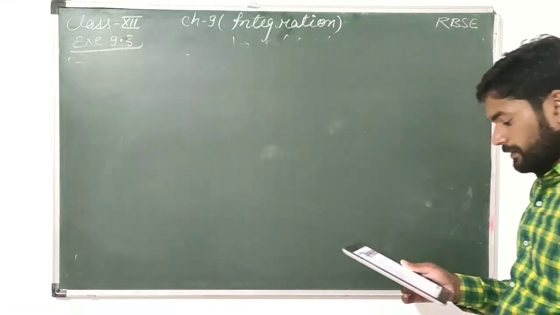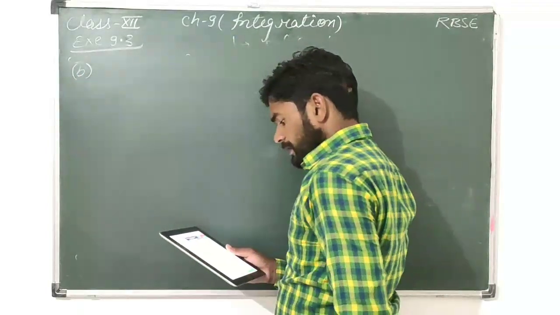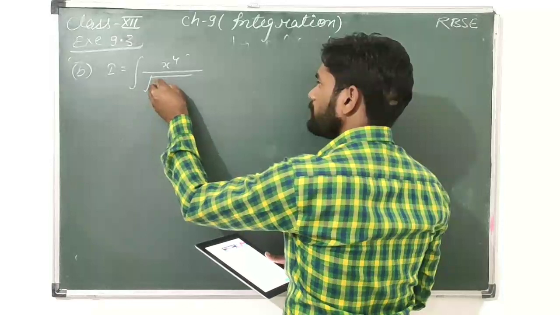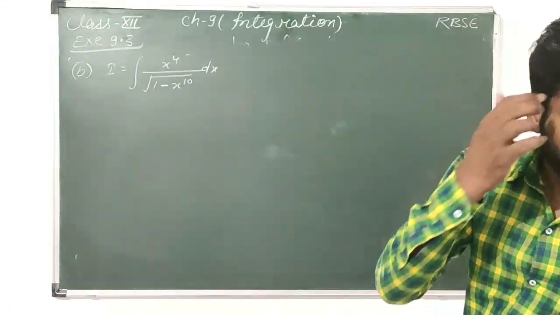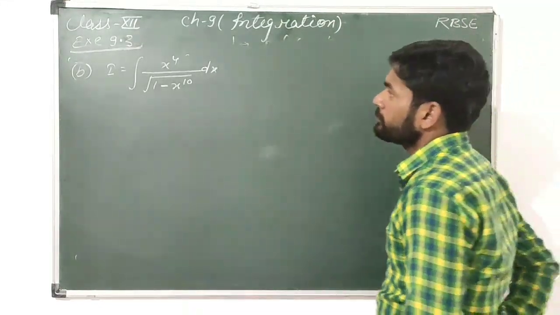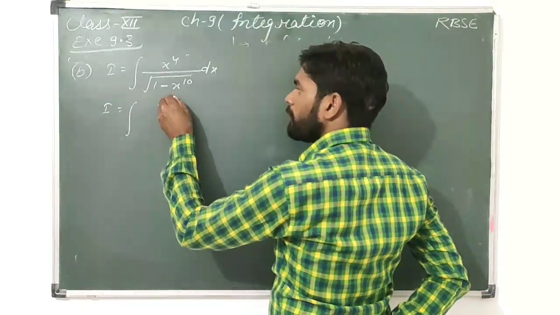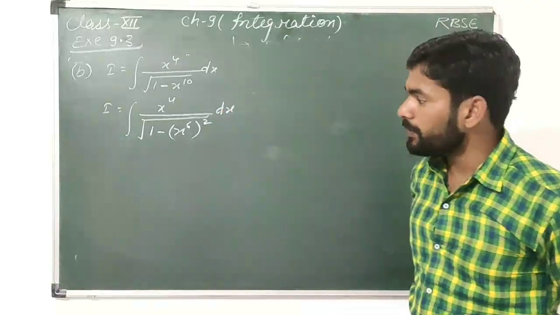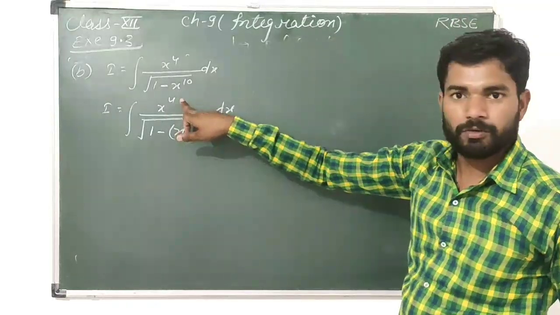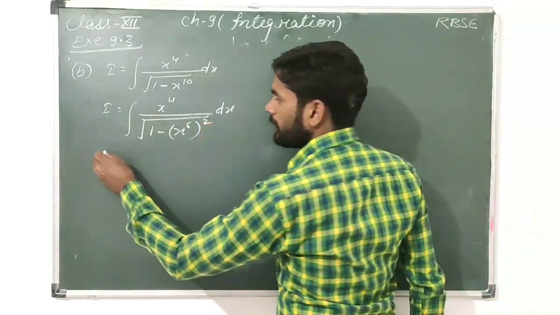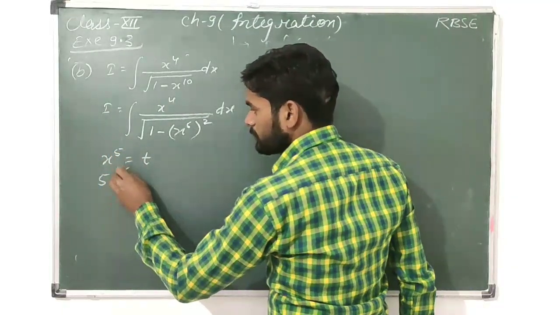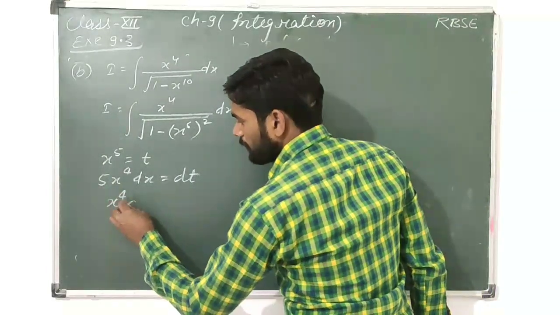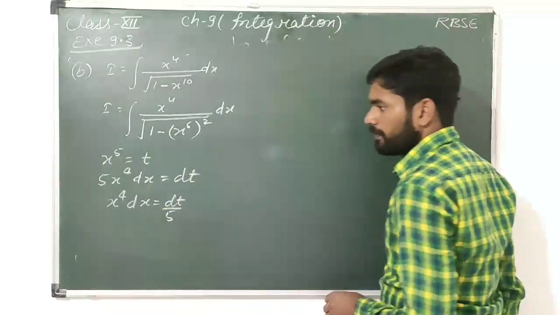Second part. The same formation, x to the power 4 upon 1 minus x to the power 5 whole square, and dx. What is the profit of it? Because the differentiation of x to the power 5 is in the formation of x to the power 4. So we can easily substitute the value of x to the power 5. x to the power 5 is equal to t. 5x to the power 4 dx is equal to dt, and x to the power 4 dx is equal to dt upon 5.